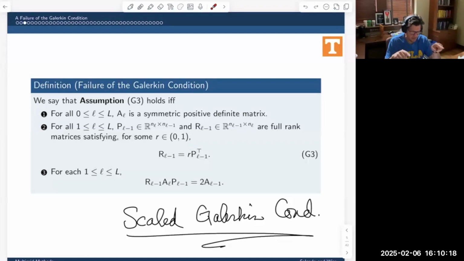Secondly, in the standard Galerkin condition, we also have the wrap condition holds. And here we're going to break that as well. We're going to assume in this section, and in chapter 7 later on we're going to show a certain case which satisfies this, that restriction times A times the prolongation is equal to twice the stiffness matrix on the coarse grid. So the idea is we have this family of symmetric positive definite matrices, but they are related to each other not through the standard Galerkin condition, but through the scaled Galerkin condition.